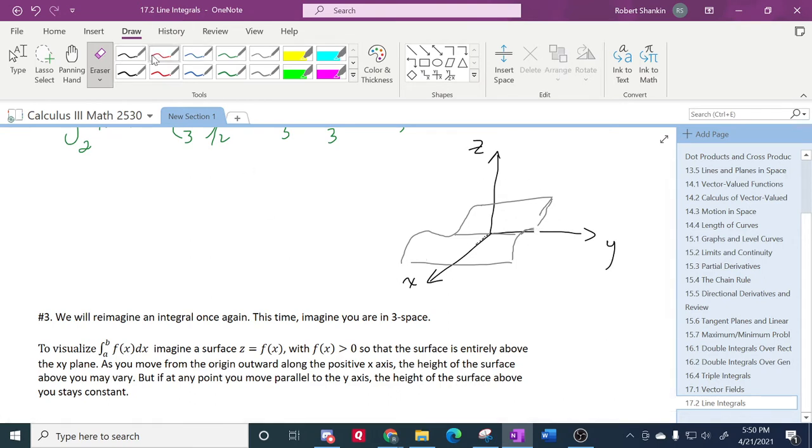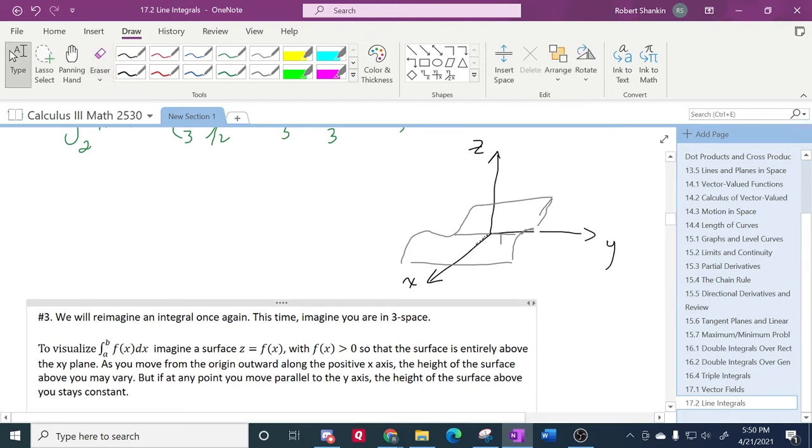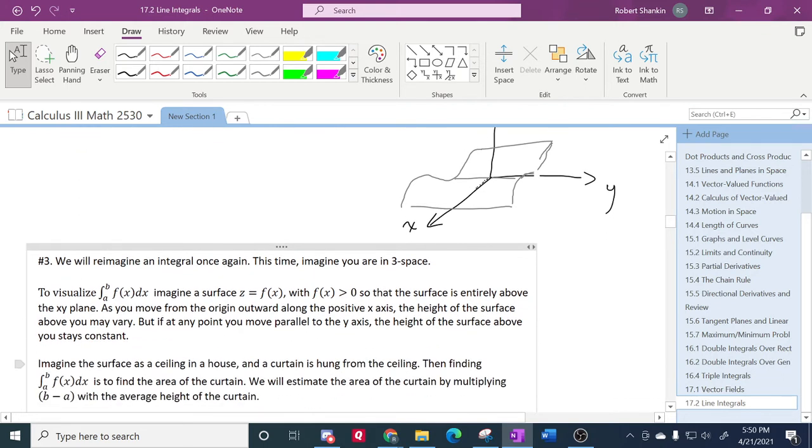So we get this kind of a picture. Imagine the surface as the ceiling of a house, and a curtain is hung down from the ceiling. Now most ceilings are flat, but you could imagine a ceiling that's a curvy surface. Then finding this integral is to find the area of the curtain that hangs down.